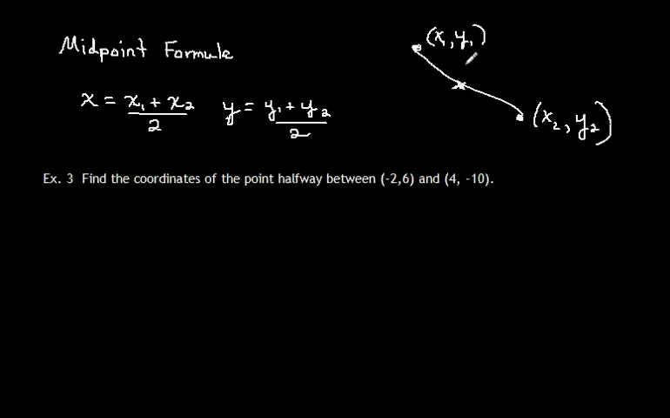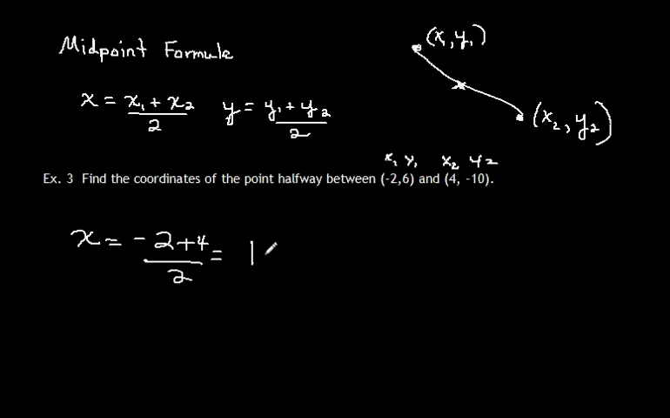So you use the formula to find the middle of the x coordinate. You add these two up, divide by 2 to find the midpoint. For the y coordinate, you add the y coordinates, divide by 2. So real quick, find the coordinates of the point halfway between negative 2, 6 and 4, negative 10. So of course this is x1, y1, x2, y2. So we add our x's together. So it's going to be negative 2 plus 4 divided by 2. And that's going to be 2 divided by 2, which is just 1.